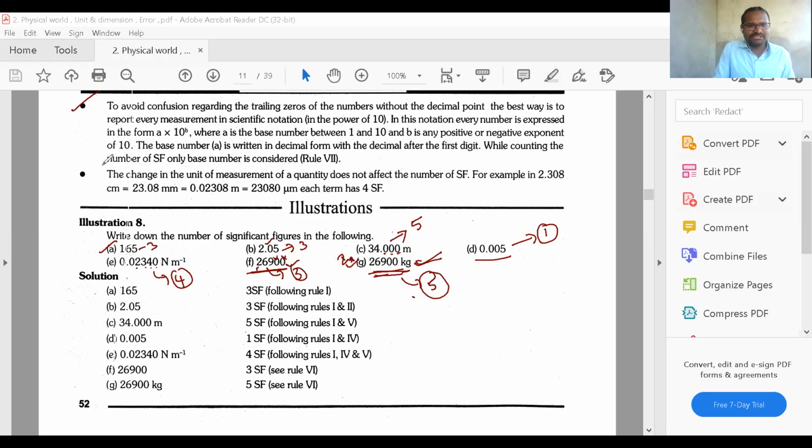This point is mentioned here. Just read that point. Okay. Next.